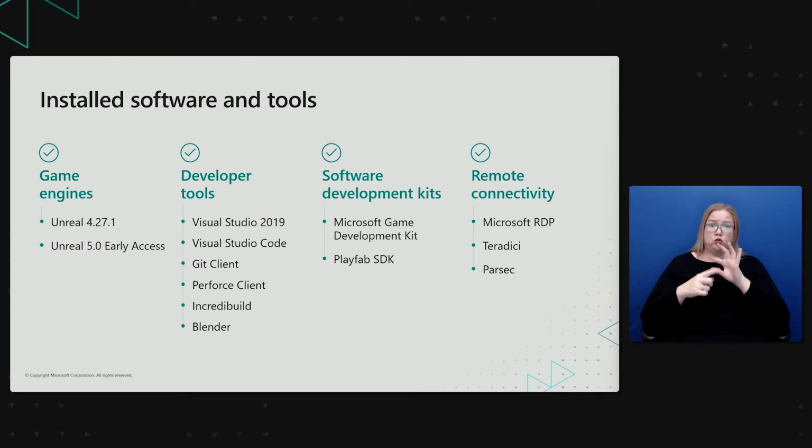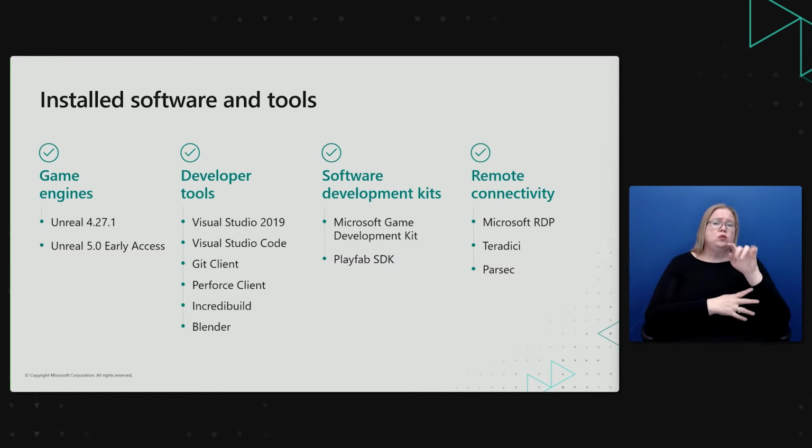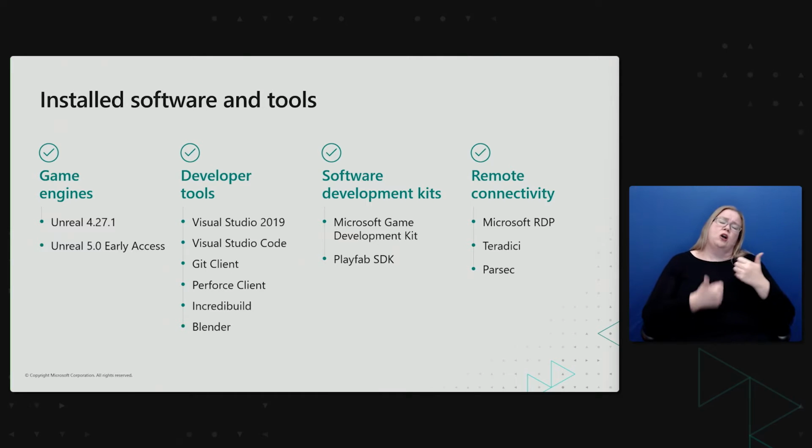One of those choices is which game engine to include, and currently there will be the choices of Unreal 4.27 and Unreal 5 Early Access. When it comes to the developer tools, we're going to be including Visual Studio 2019 and Visual Studio Code for IDEs. We're using Visual Studio 2019 instead of Visual Studio 2022 because of recommendation from our game engine partners.